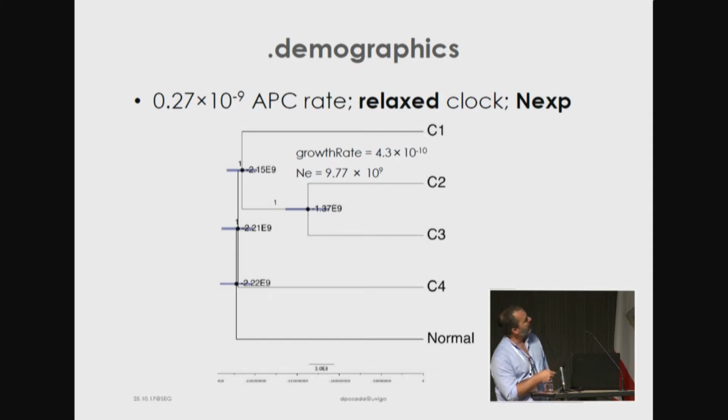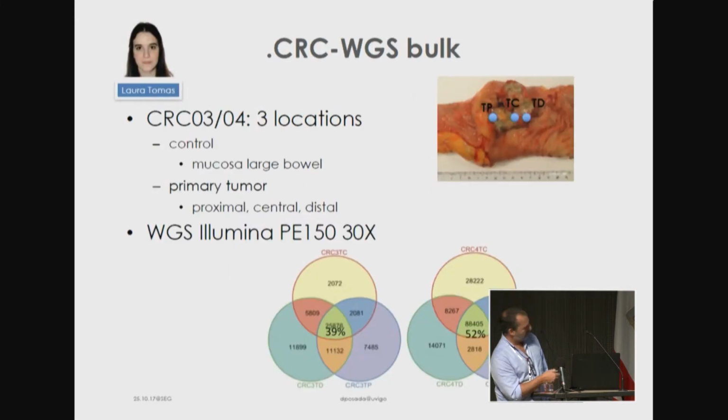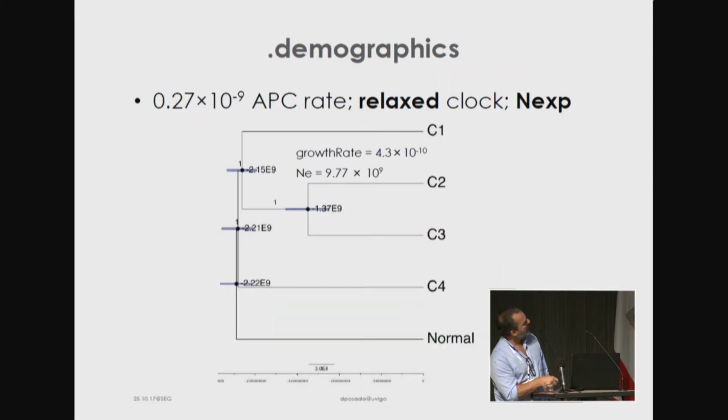So we also play with other models. In this case, sorry, I don't have the number, with strict clocks. And we can see that depending on our assumptions of the parameters of the model, we get very different answers about this number of days. So time is very difficult to estimate unless we have a calibration.